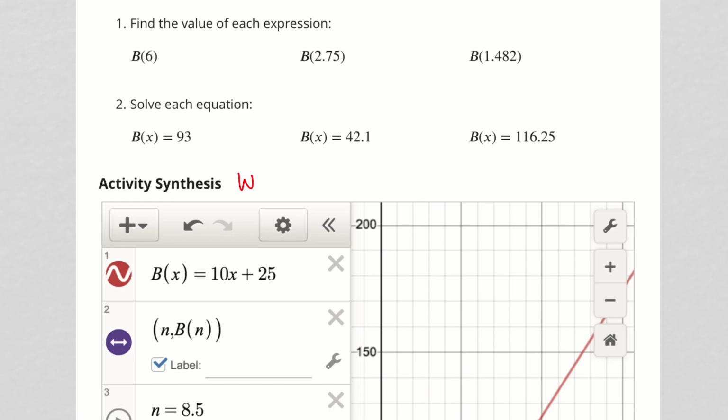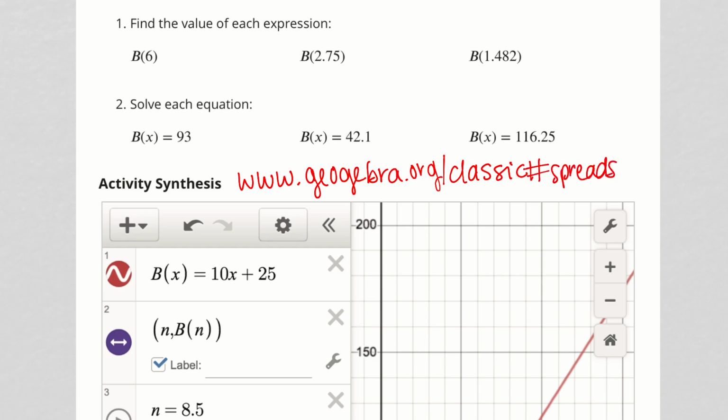It's www.geogebra.org/classic#spreadsheet. And you're going to want to select graphing. If you are in class, then I'm going to open this tab for you right now, so you don't have to plug it in. Open a new tab.